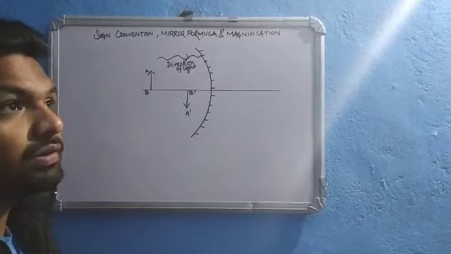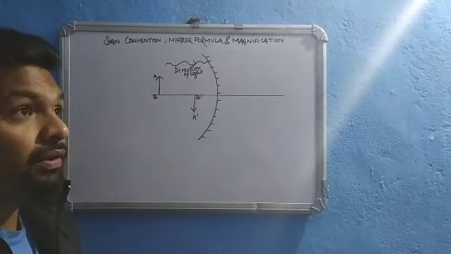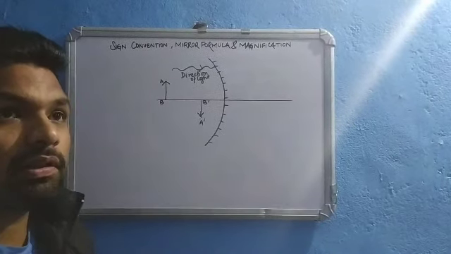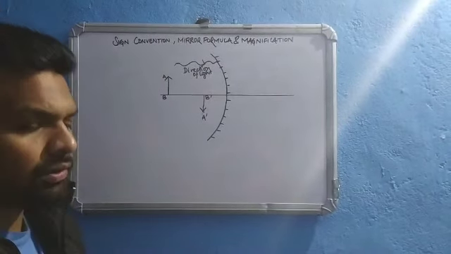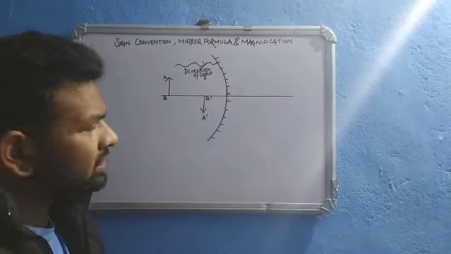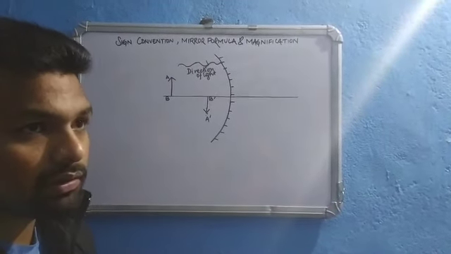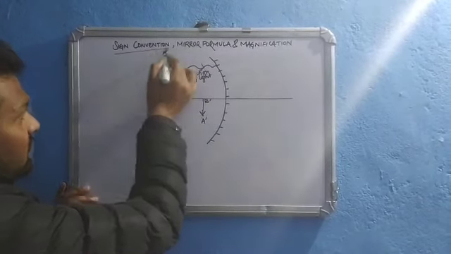So we have already discussed mirrors, spherical mirrors, concave mirrors and convex mirrors, and their image formation at different object positions. Today we are going to talk about a slightly different concept related to spherical mirrors. First of all, we have to discuss something known as sign convention.